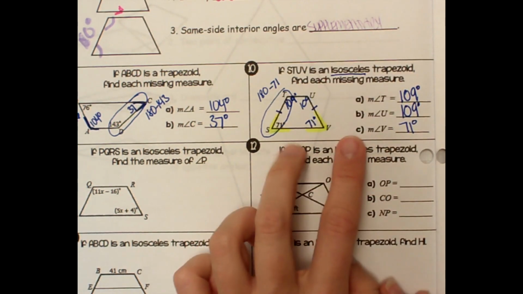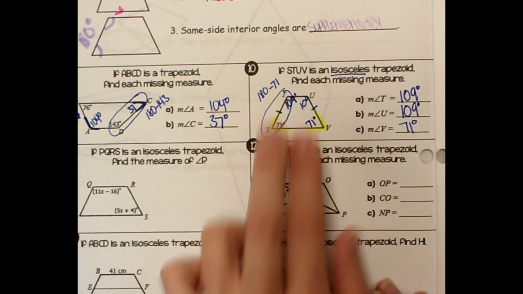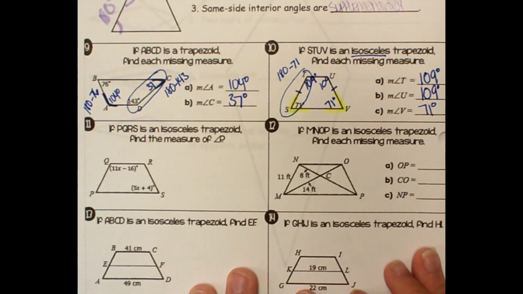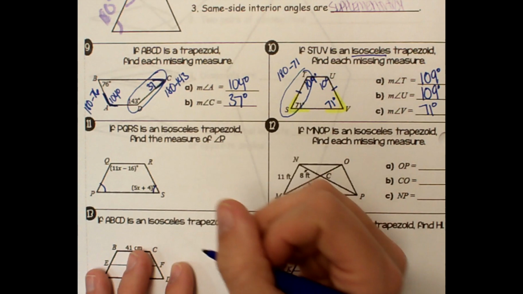So while they don't say it, if your base angles are the same, that means perhaps your top angles are also going to be the same. Looking at number 11, if PQRS is an isosceles trapezoid, find the measure of angle P. So if we can find the measure of angle S, they're going to be the same.